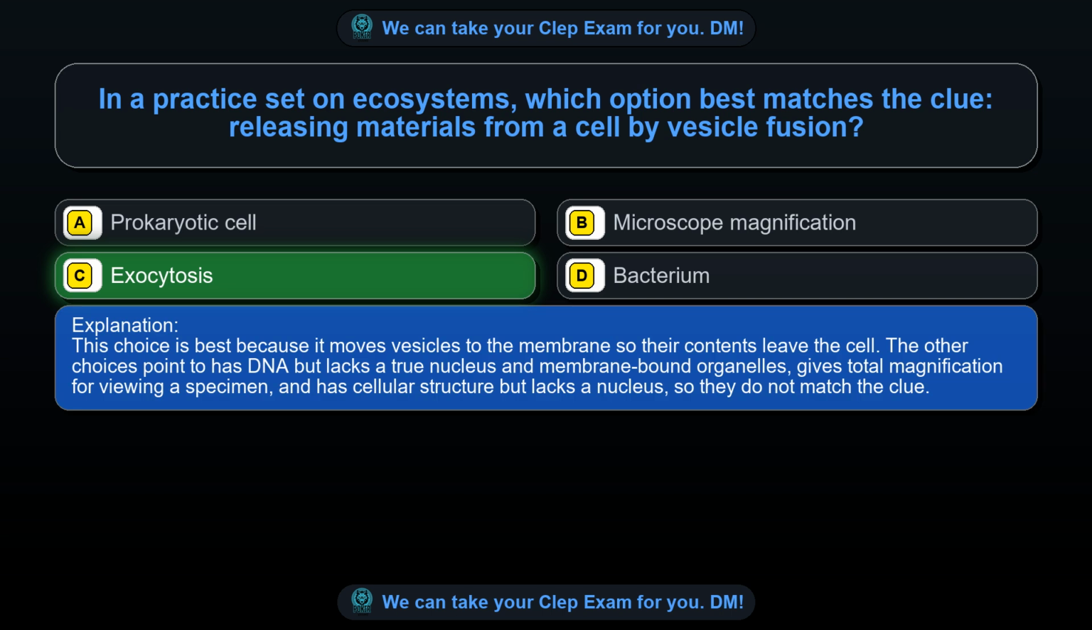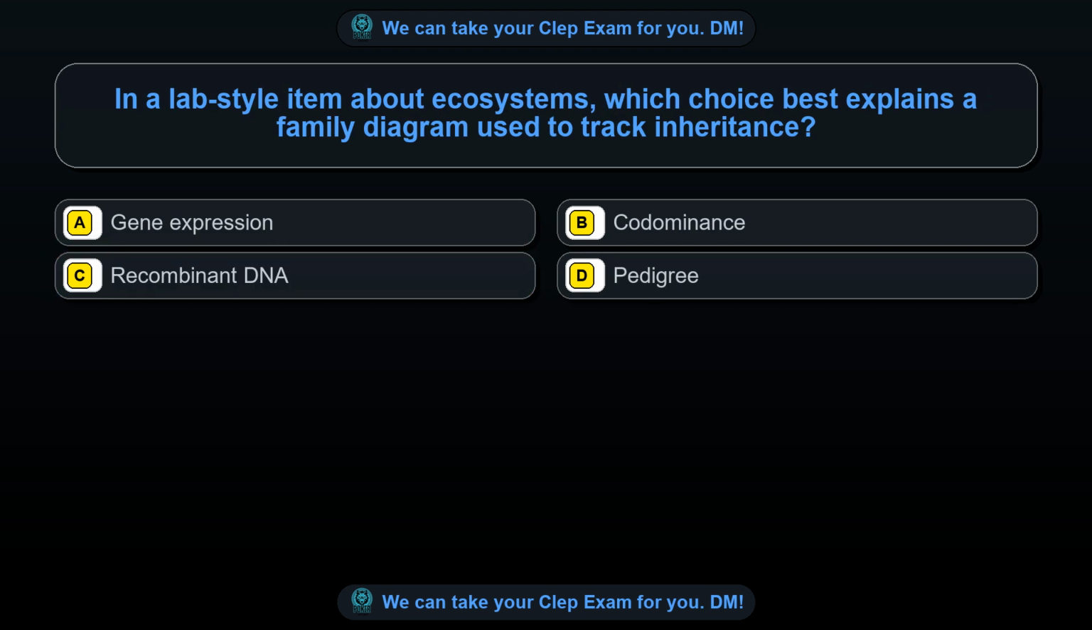This choice is best because it moves vesicles to the membrane so their contents leave the cell. The other choices point to has DNA but lacks a true nucleus and membrane-bound organelles, gives total magnification for viewing a specimen, and has cellular structure but lacks a nucleus, so they do not match the clue. Question 68. In a lab-style item about ecosystems, which choice best explains a family diagram used to track inheritance? Option A, gene expression. Option B, codominance. Option C, recombinant DNA. Option D, pedigree. The correct answer is option D, pedigree.